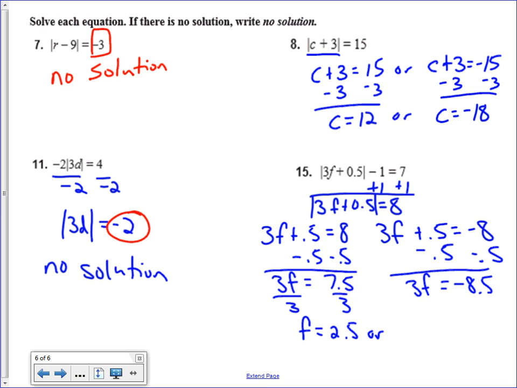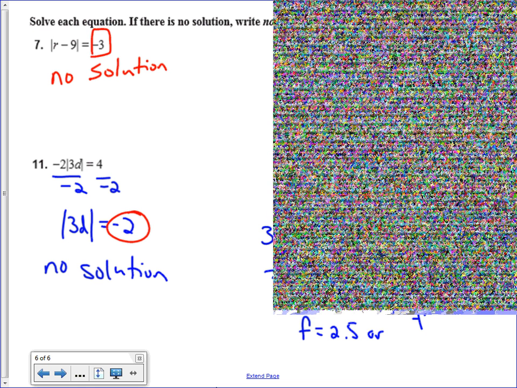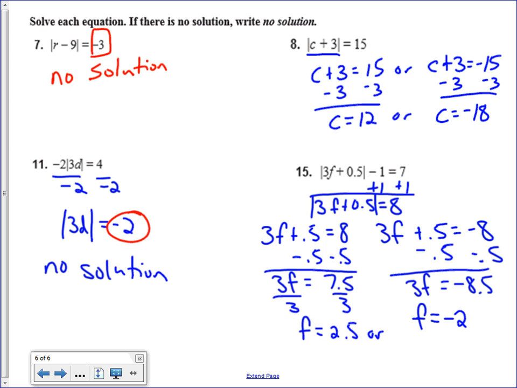And then if I take 8.5 divided by 3, I would get f equals a negative 2.83 repeating. Or if you know your fractions, you would know that 5/6 is equal to 0.83 repeating. So we could say that this is f is equal to a negative 2 and 5/6.